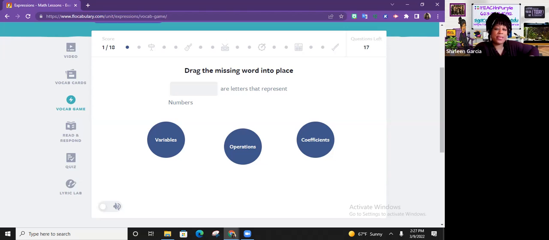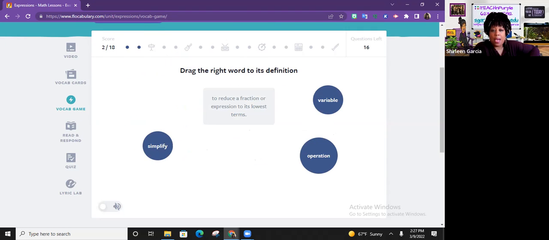What do we call those letters? Variables, operations, or coefficients? Variables, yes, good job. All right, to reduce a fraction or expression to its lowest terms, is that a variable, operation, or simplify?